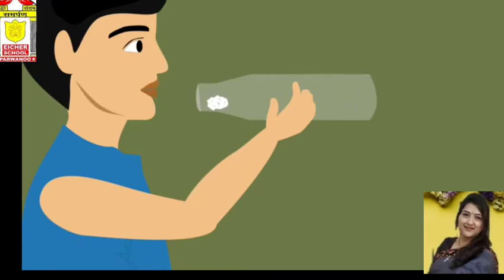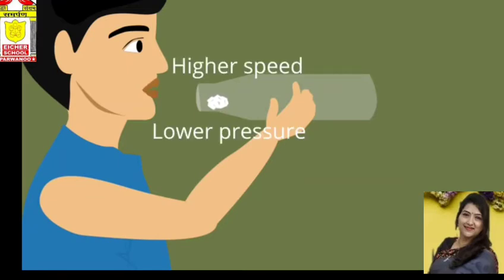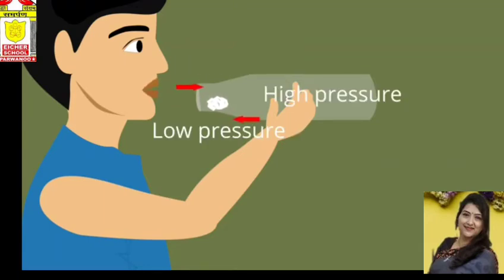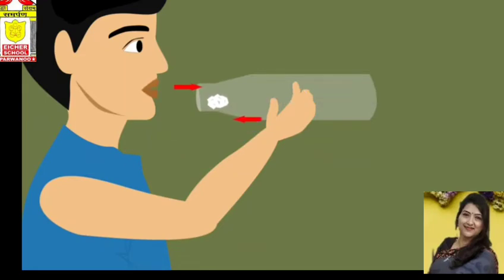When we blow into the mouth of the bottle, the air near the mouth has higher speed. This decreases the pressure there. The air pressure inside the bottle is higher than near the mouth. Hence, the air inside the bottle pushes the ball out. Clear to everyone? Now, let us see the second activity.